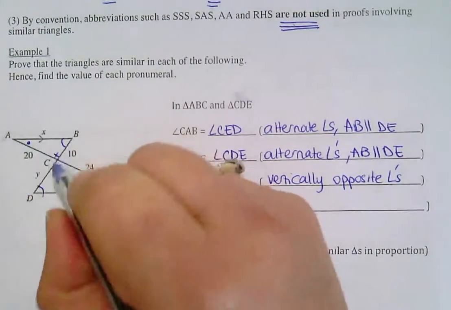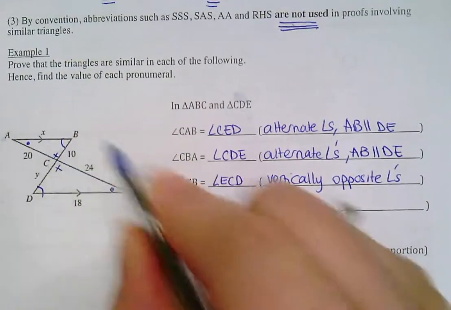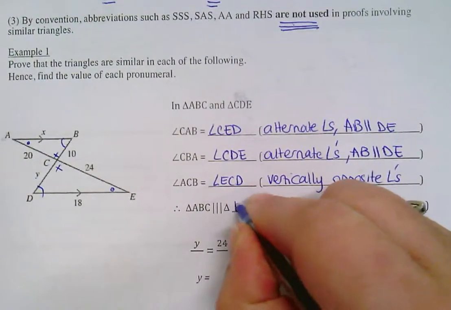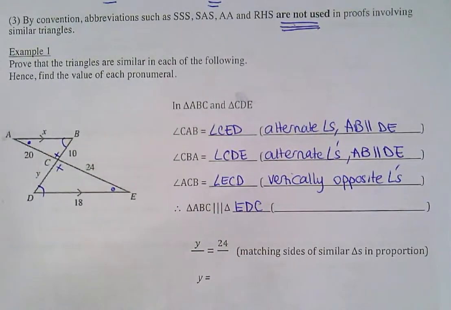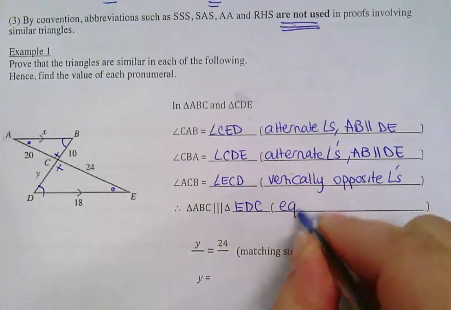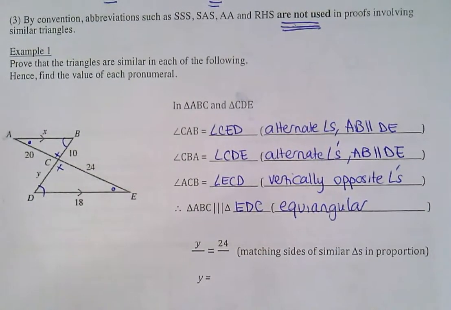Therefore, triangle ABC, dot arc cross, is similar to triangle EDC. Please don't put similarity symbols sideways. We want similarity symbols up and down. Reason, equiangular. Remember, there's one of those four rules, equiangular. Now, it says, hence find the value of the pronumeral. So girls, y, so we're done there.